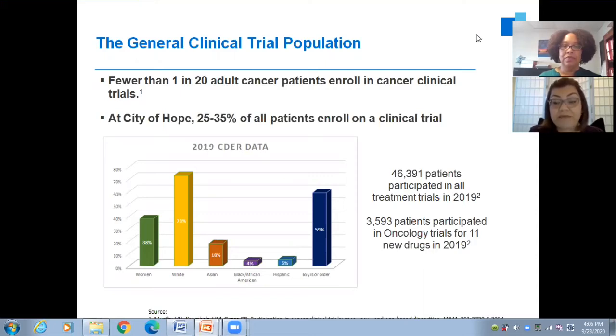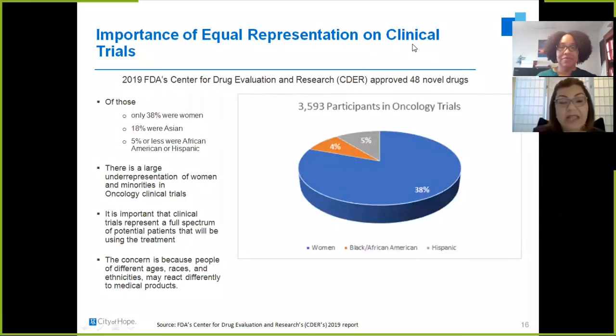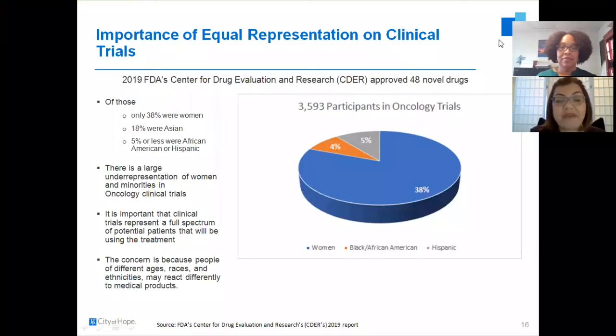When we look at the 46,000 patients, we see that a little over 3,500 of those patients participated in oncology trials for the 3 new drugs that were approved in 2019. Now, at City of Hope, 25 to 35% of all patients enrolled on a clinical trial. The next topic is very important. It's making sure that we have equal representation on clinical trials.